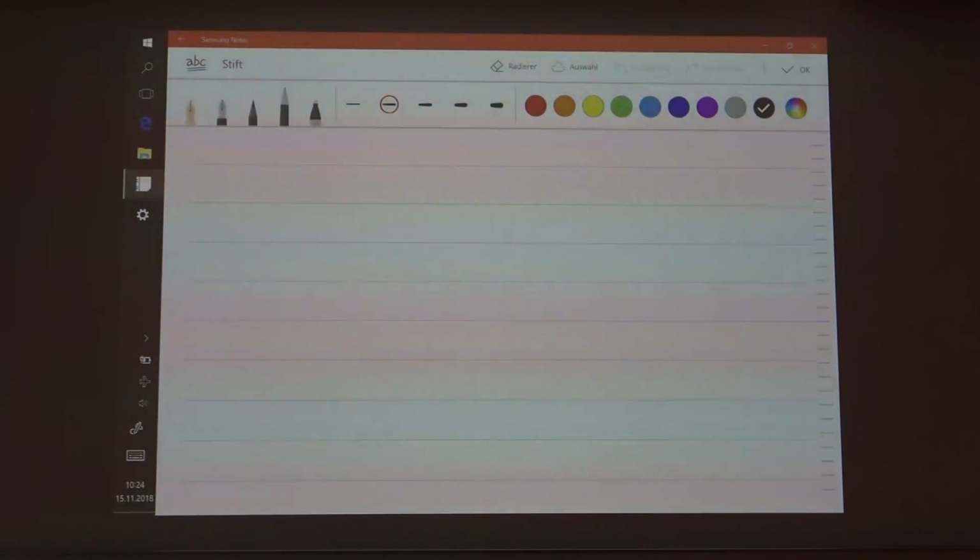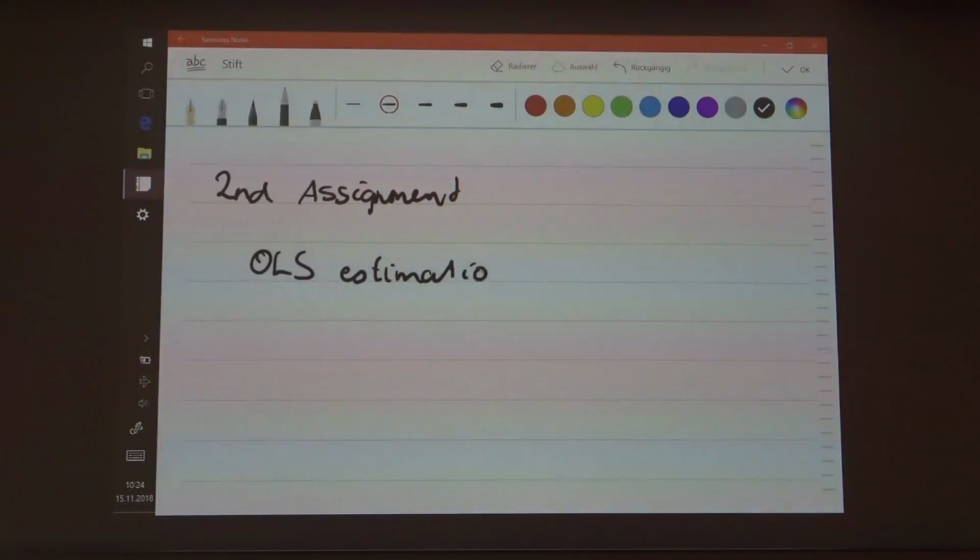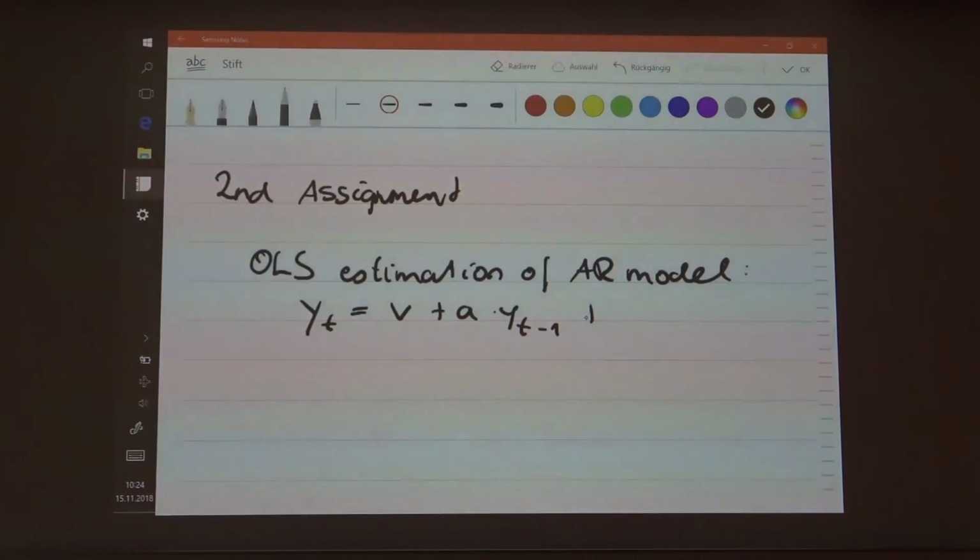I will announce this. So the second assignment will be the ordinary least square estimation, OLS estimation, of the autoregressive model. Maybe the first order. We're starting with the first order first, and then we extend this. So that would be the first order autoregressive model. Basically, y_t equals a constant plus a times y_{t-1} plus the noise.